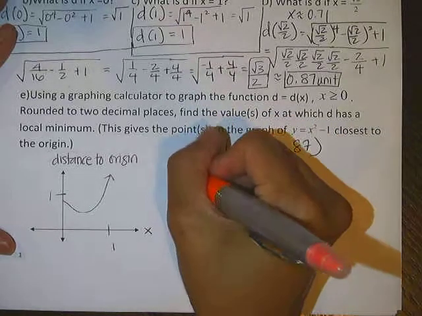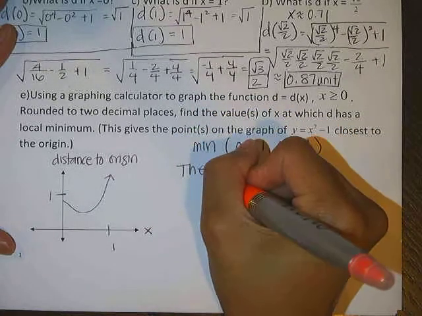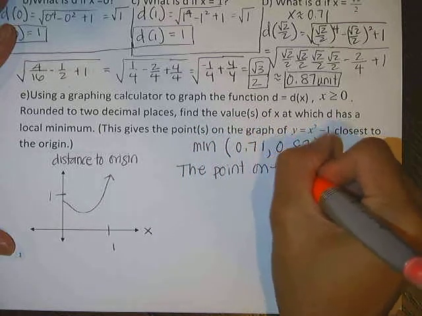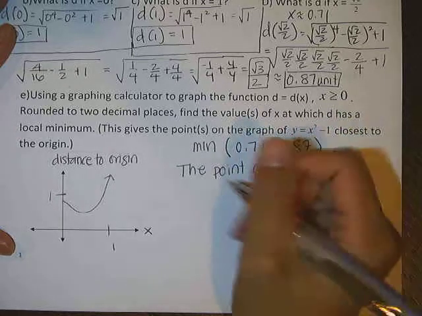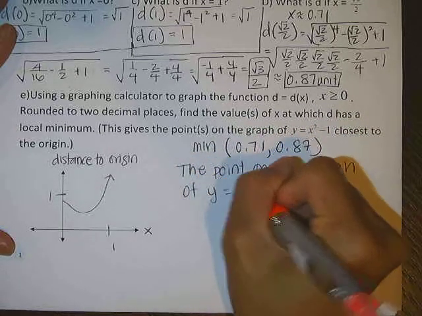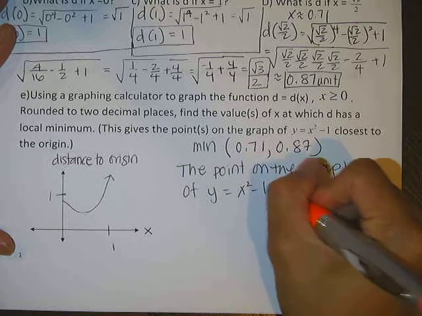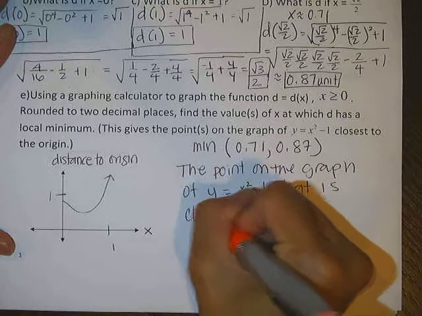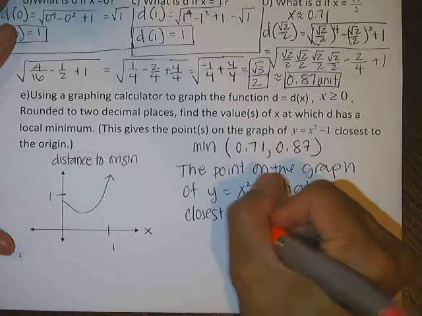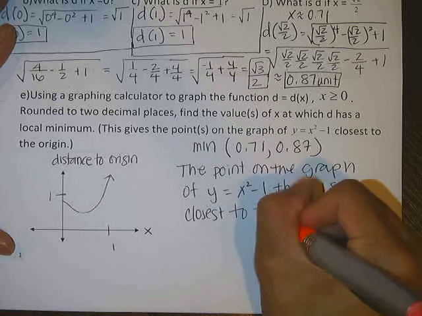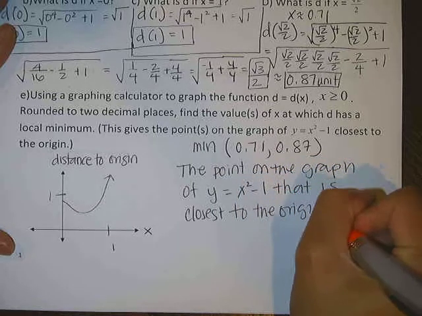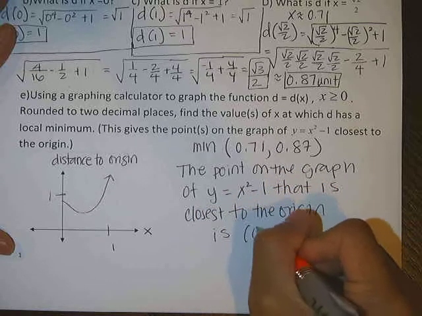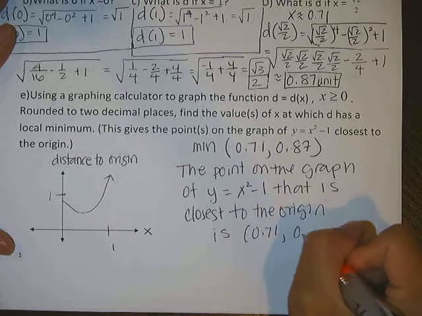So we're going to spell this out. The point on the graph of y equals x squared minus 1 that is closest to the origin is 0.71 comma 0.87.